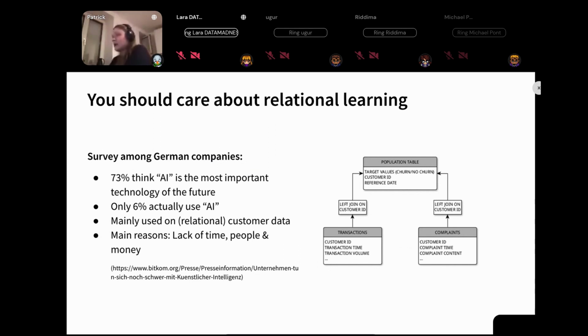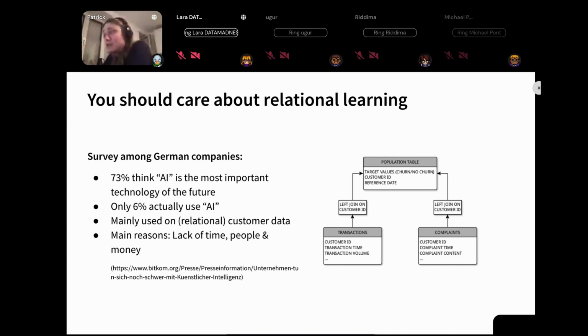In any case, among those German companies that took part in this survey, 73% think that AI, quote unquote, is the most important technology of the future. And what you will find from that survey is that when they say AI, what they actually mean is machine learning. But of the companies that were surveyed, only 6% actually use machine learning, which many of them think is the most important technology. So as you can see, there's a big gap there.